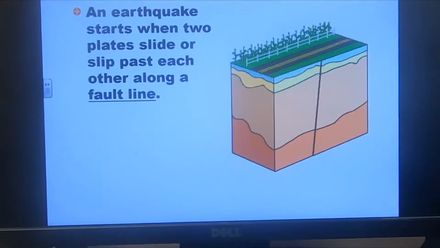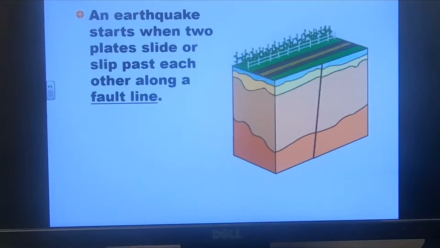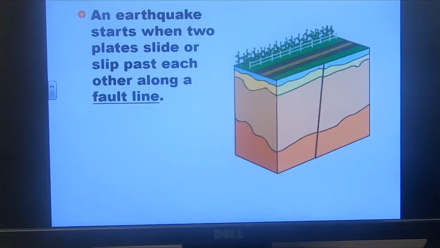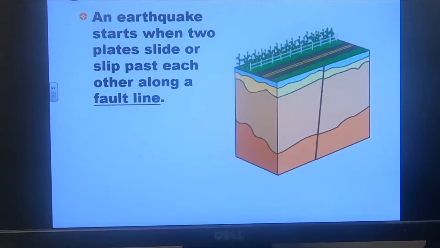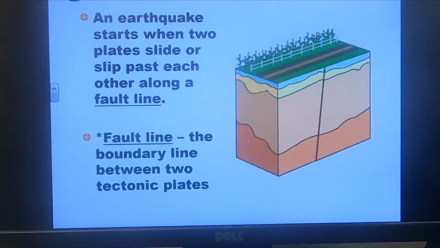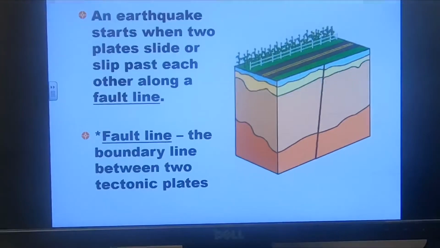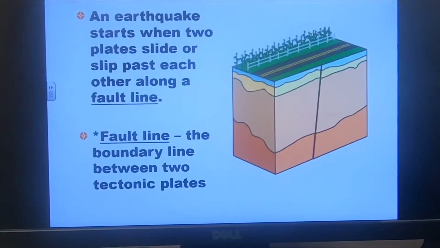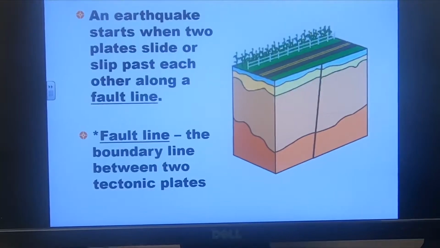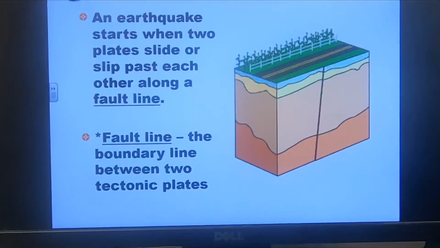And it's these fault lines which are the big factor in why earthquakes happen, because every now and then these fault lines, due to pressure, try to slip or slide past each other, and that causes the earth to shake. So a fault line is simply a boundary line between two tectonic plates. It's where two tectonic plates meet. Now, if I'm going too fast, just simply pause the video, go back, do whatever you need to do to get the information down.